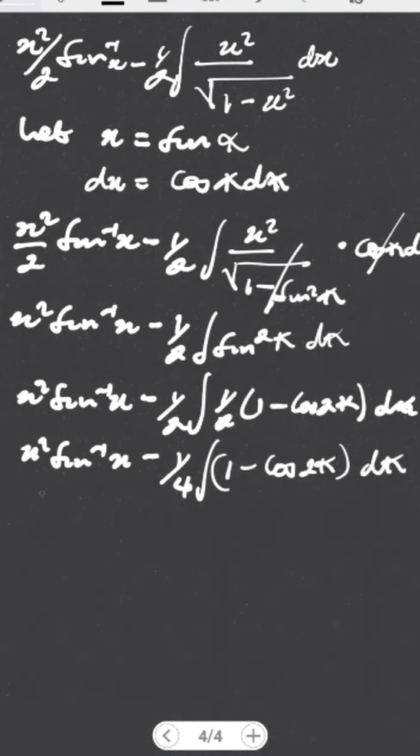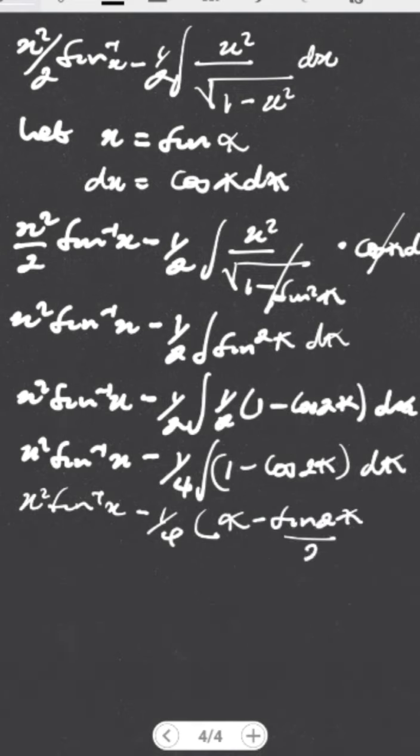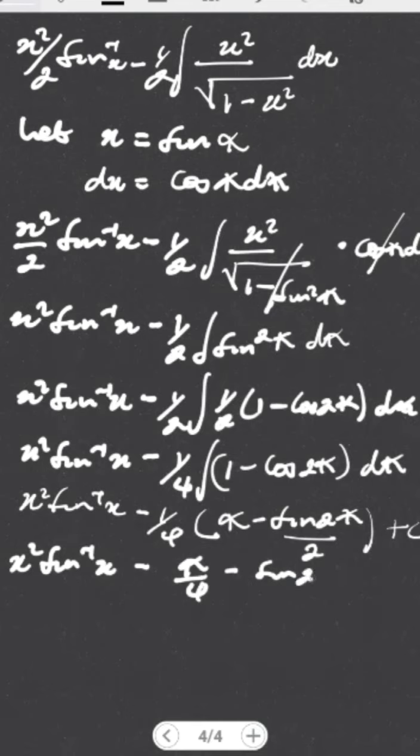So if I'm to integrate this, I'm going to say that this is x squared sine inverse of x minus 1 out of 4 into, this is going to be k minus sine of 2k out of 2, plus an arbitrary constant, of which I'm going to have x squared sine inverse of x minus k out of 4 minus sine of 2k out of 8 plus an arbitrary constant.